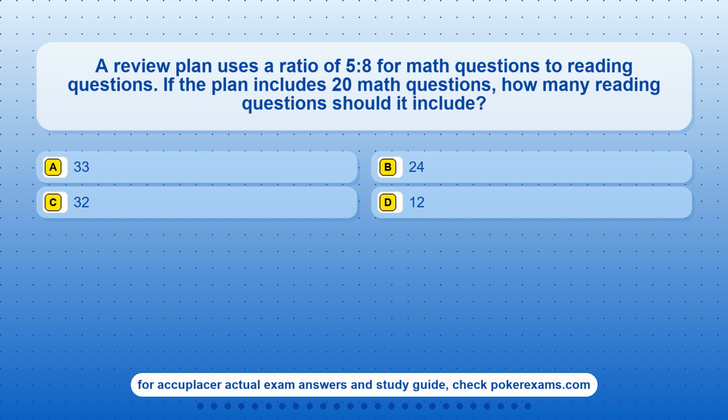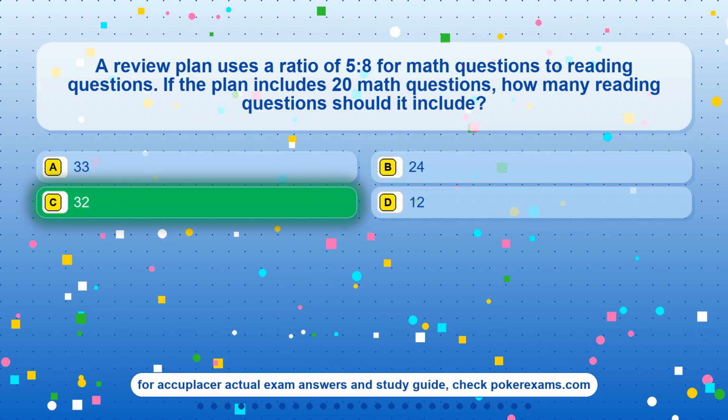Question 1. A review plan uses a ratio of 5 to 8 for math questions to reading questions. If the plan includes 20 math questions, how many reading questions should it include? Option A, 33. Option B, 24. Option C, 32. Option D, 12.